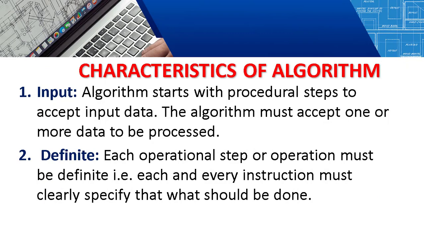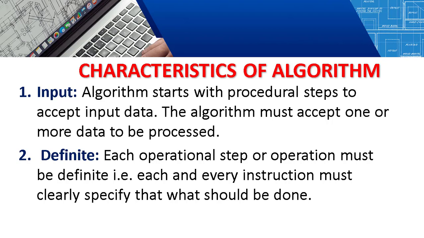Now let us see the characteristics of the algorithm. The first characteristic is input. An algorithm always starts with the procedural steps to accept the input data. The algorithm must accept one or more data to be processed. So you have to accept the input data. In order to get the solution, you need an input.